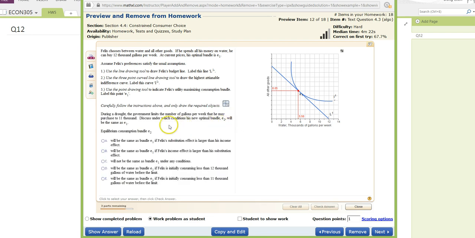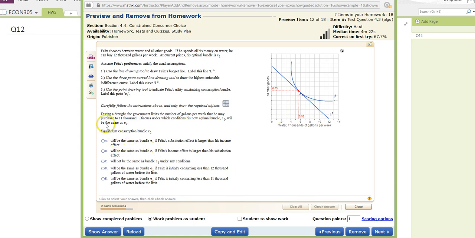By the way, these two numbers, water and all other goods, look very close, and it just happens to be the case. You don't have to be. You can draw an indifference curve here, so you have a higher amount of all other goods and a lower amount of water consumption. And if you draw the indifference curve here, then you will have a lower amount of all other goods and a higher amount of water consumption. Here they just happen to be close to each other.